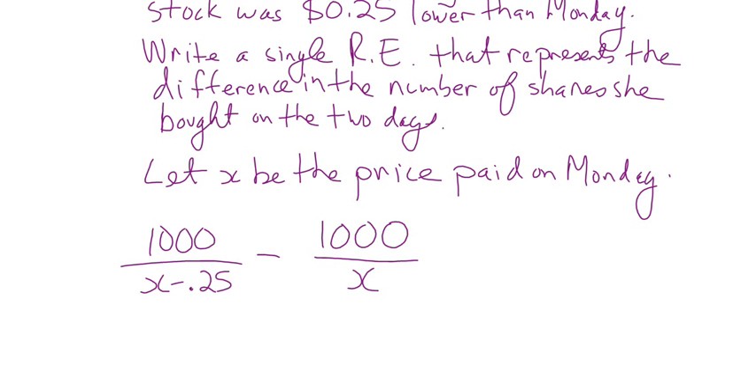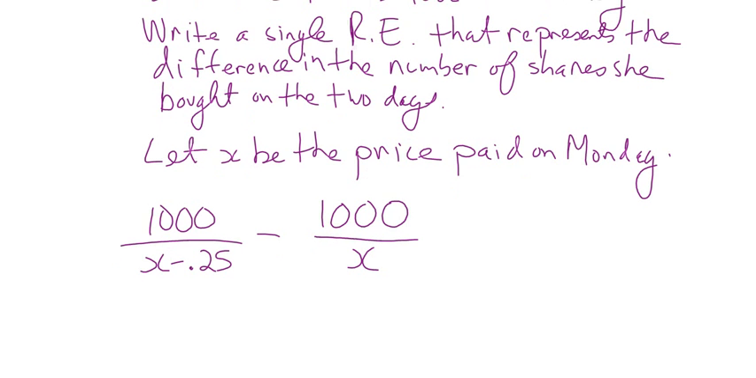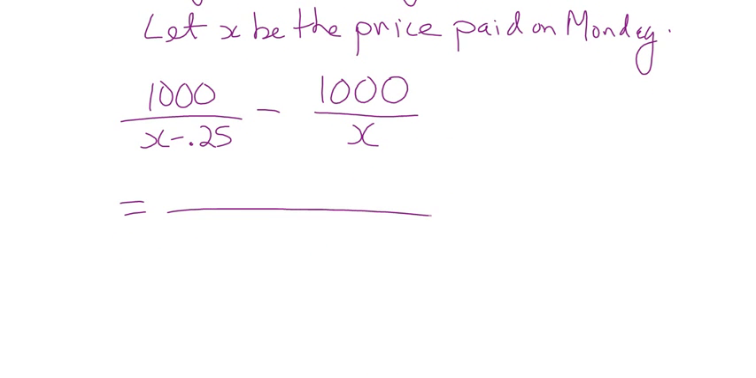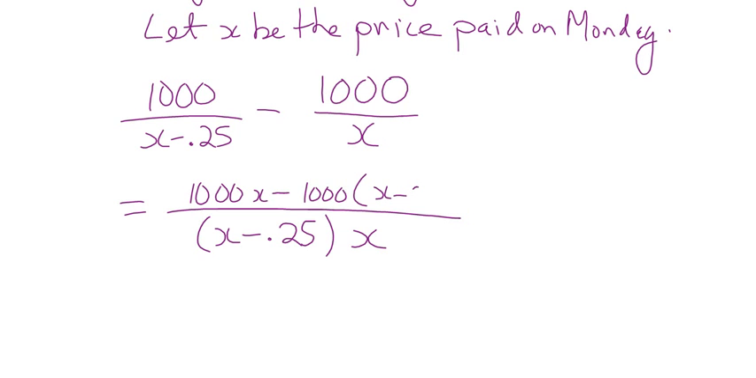Now, if we were going to solve this, that would be equal to something and then we would solve, right? But we're not. We're just going to get a single rational expression. So we're going to combine these, right? No solution here, just a simplification. So we need an x minus 0.25 and we need an x, right? They're different. This 1,000 here is going to get multiplied by x, and this 1,000 here is going to get multiplied by x minus 0.25. Okay, and then we're going to simplify.